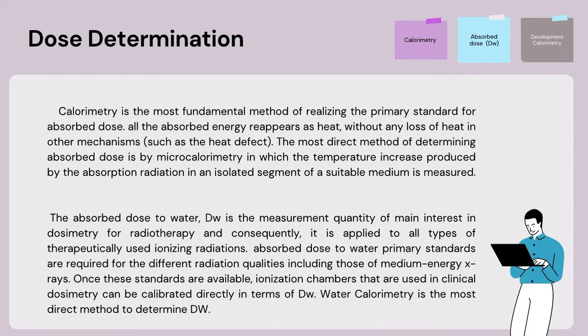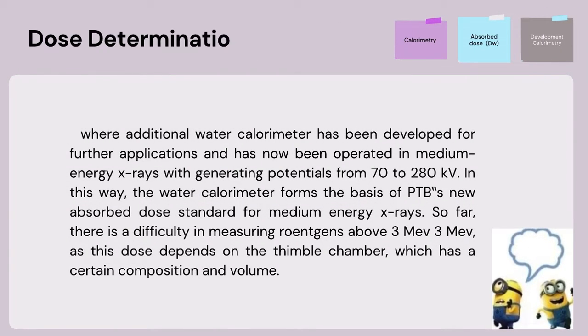Water calorimetry is the most direct method to determine dose. Water calorimeters are operated today as absorbed dose primary standards for cobalt-60 radiation as well as for high energy photon radiation. They are used to determine the absorbed dose to graphite in a graphite phantom. The conversion to absorbed dose to water at the reference point in a water phantom may be performed by application of the photon fluence scaling or by a measurement based on cavity ionization.